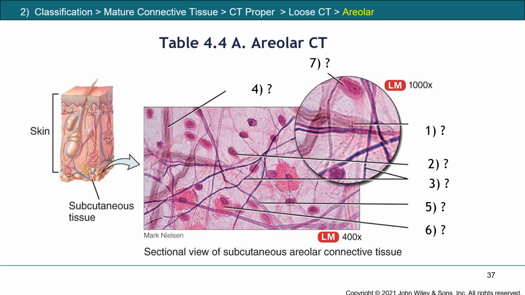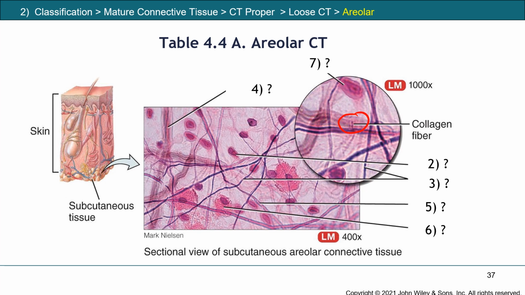So let's together identify some of the components of the areolar connective tissue. So here in one, you see a fiber. And what type of fiber is it? A type of fiber that contributes to the structure of the tissue, and it's possibly the most common fiber of the connective tissue. Of course, it will be the collagen fiber.